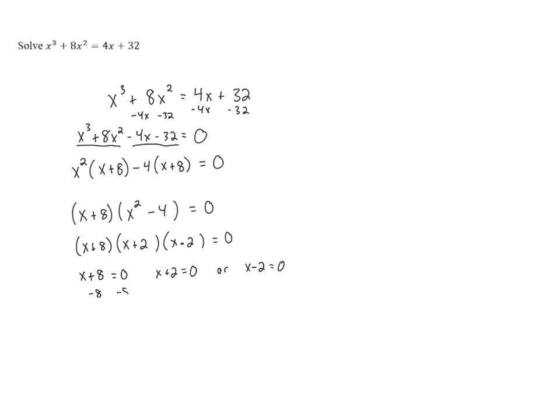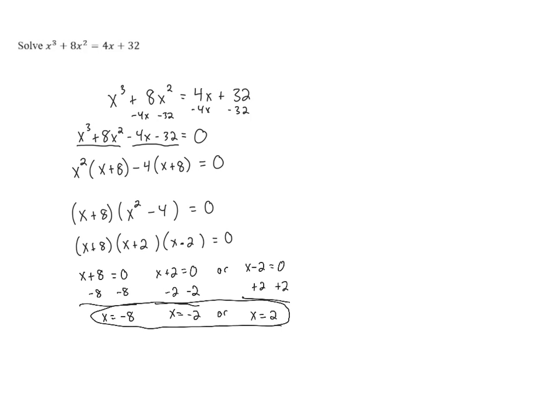In the first one, we can subtract 8 from both sides to get x equals negative 8. In the second one, we can subtract 2 from both sides to get x equals negative 2. And then in the third one, we can add 2 to both sides to get x equals positive 2. And now we have three solutions: x equals negative 8, x equals negative 2, or x equals 2.